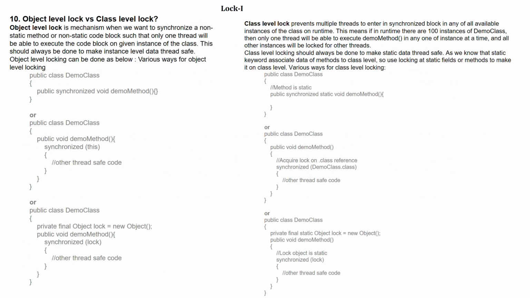10. Object-level lock versus class-level lock. Object-level lock is a mechanism used when we want to synchronize a non-static method or non-static code block such that only one thread will be able to execute the code block on a given instance of the class. This should always be done to make instance-level data thread safe. Object-level locking can be done as below. Various ways for object-level locking. See an example.